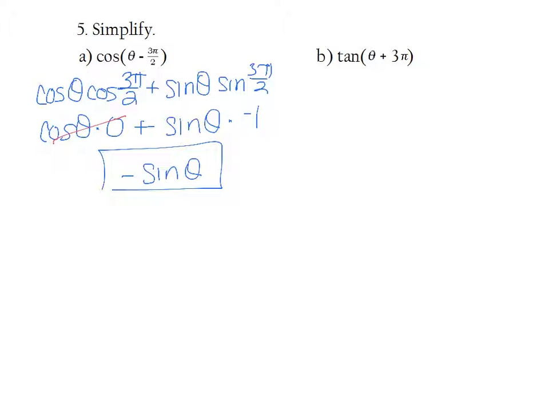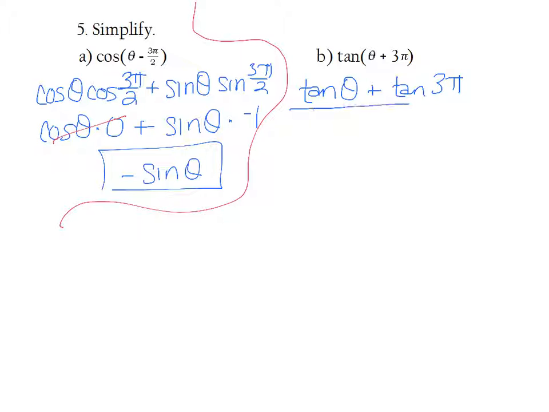Okay, let's try this tangent one. Tangent is a fraction, so it might take up a little bit more space. I'm going to start right off and do the identity. The identity says that you take tangent of the first one, keep the same sign, tangent of the second one, over 1, and then you do the opposite sign, and you multiply those two tangents together.